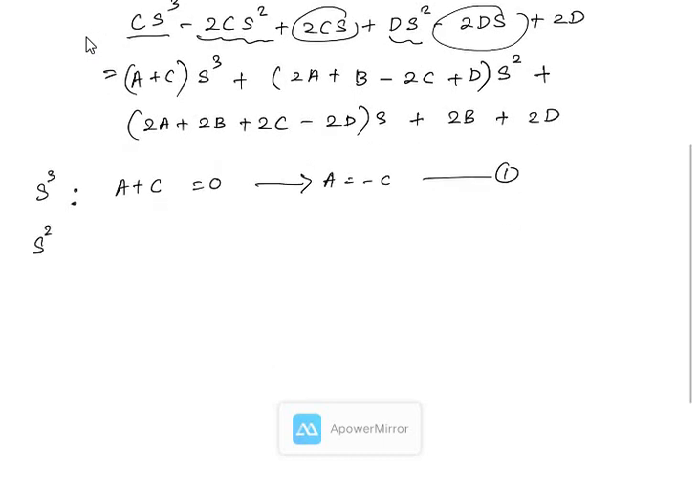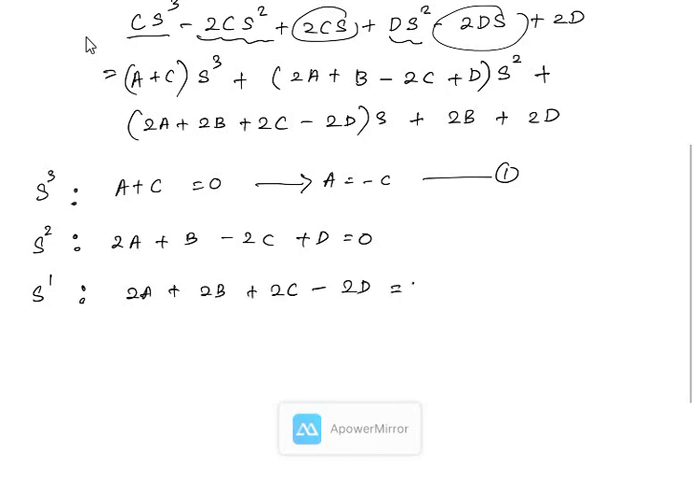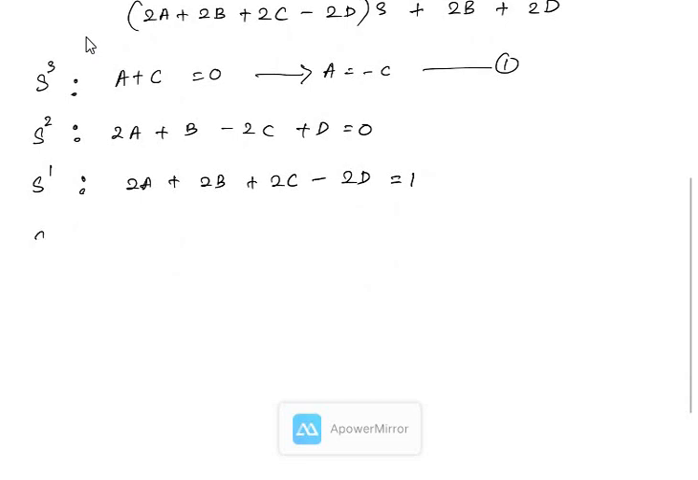Then for s power of 2, 2a plus b minus 2c plus d equal to 0, whereas s power of 1, 2a plus 2b plus 2c minus 2d equal to 1. And then for the s power of 0 we have 2b plus 2d equal to 0.